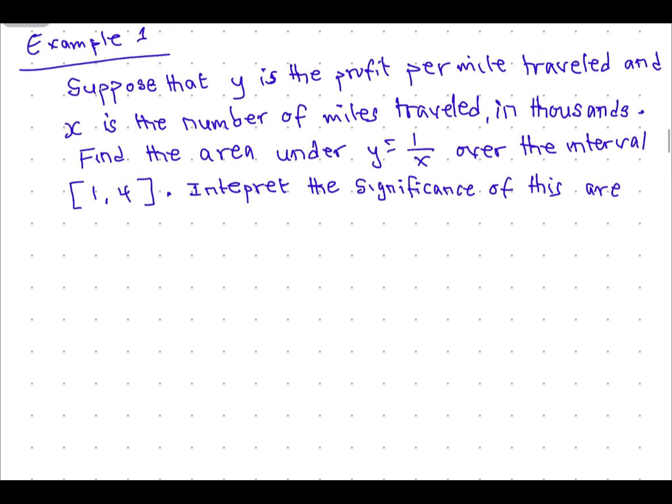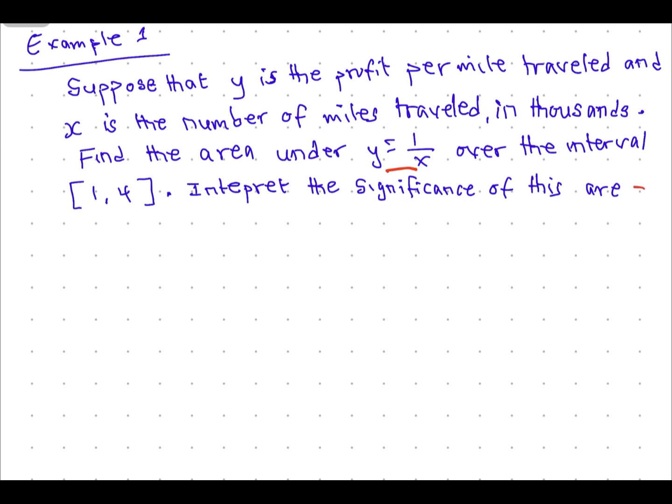So now suppose that y is the profit per unit or per miles traveled and x is the number of miles traveled in thousands. So the question is, we should find the area under y equal to 1 over x over the interval 1 to 4, and then we should interpret the significance of this answer, right?